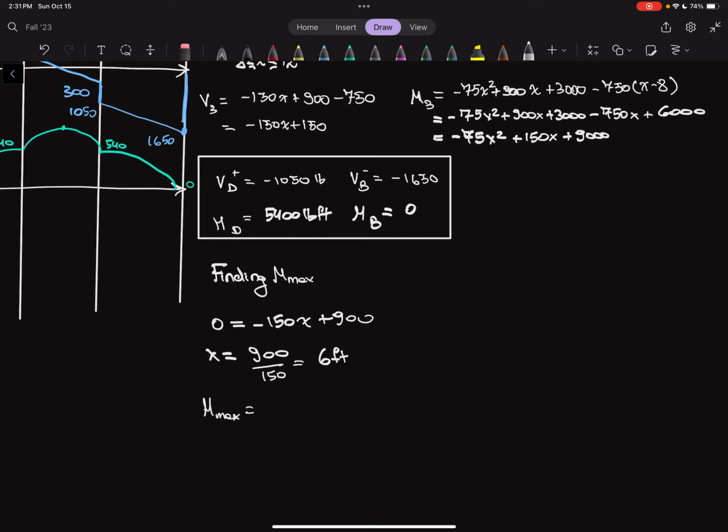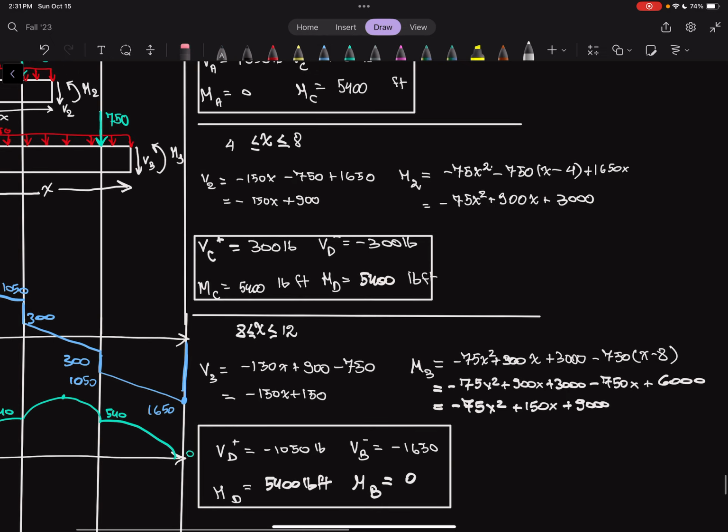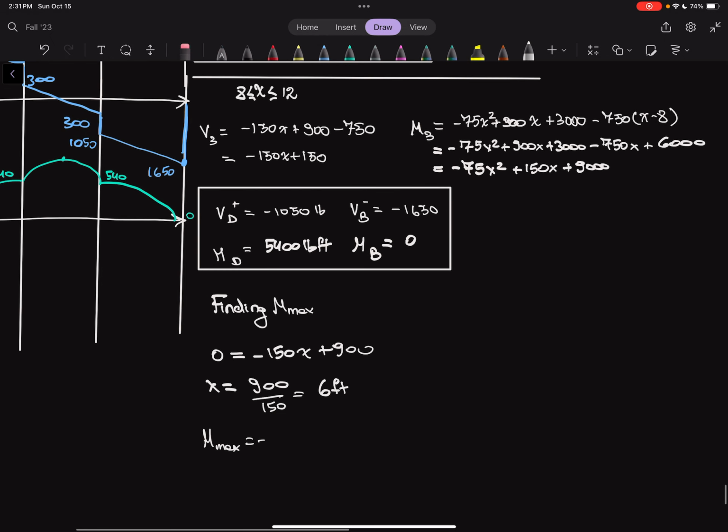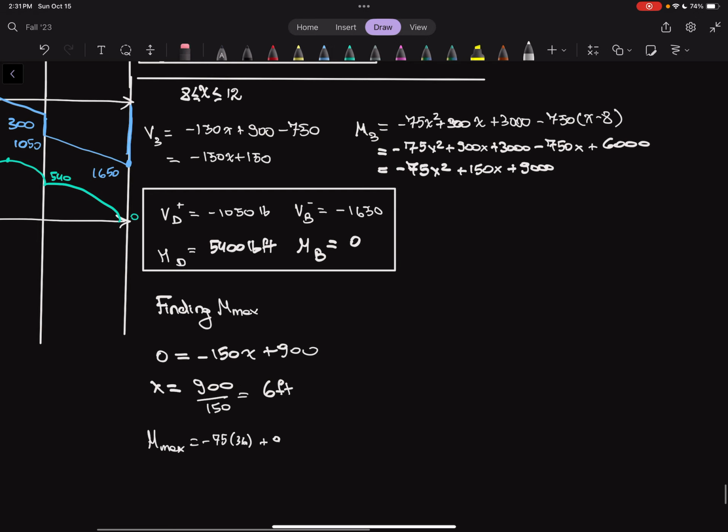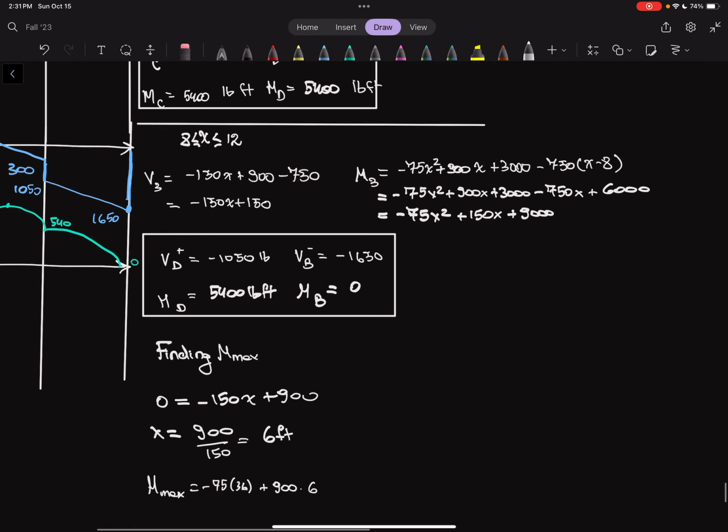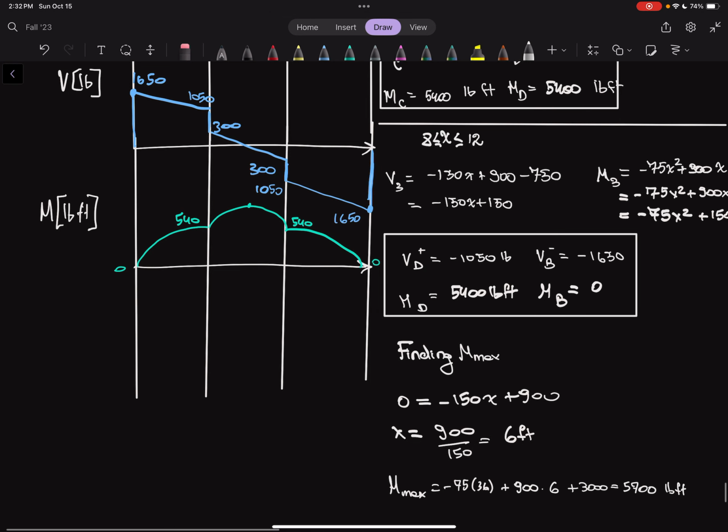And so what is our function for M2? Minus 75x squared, so minus 75 times 36. We'll drop the units. Minus 75 times 36 plus 900 times 6 plus 3,000. What is that? That's going to be 5,700 pounds-feet. We'll write that over here. 5,700. We don't need the units here.